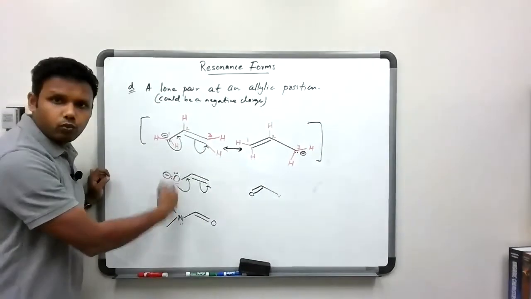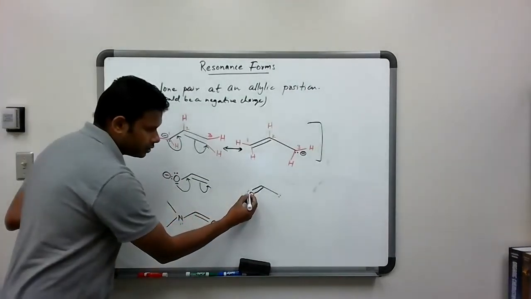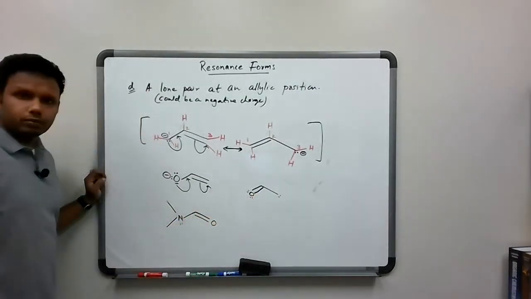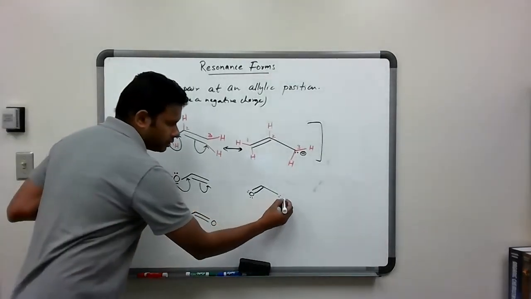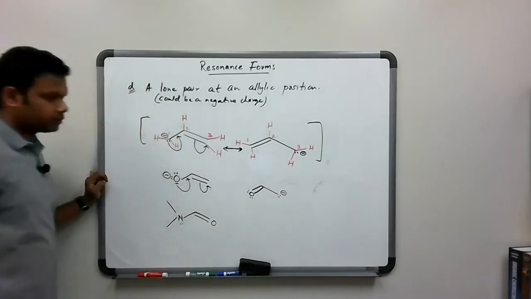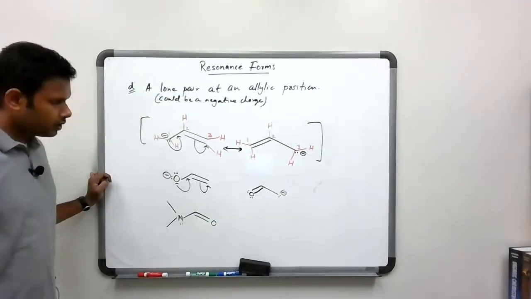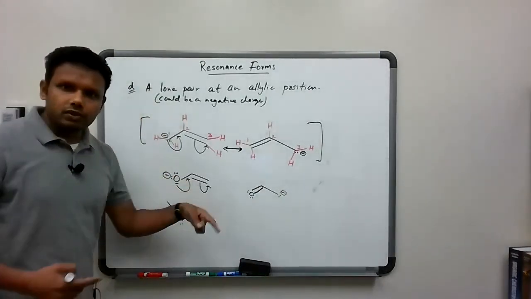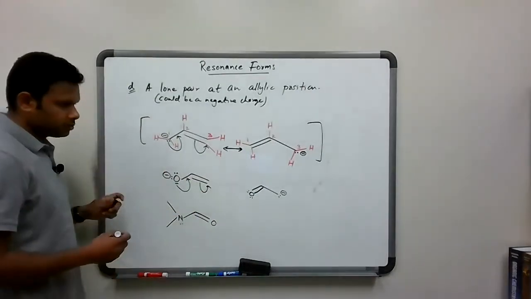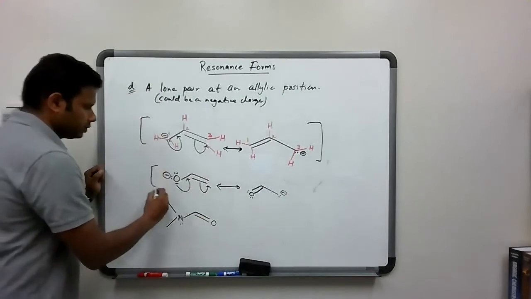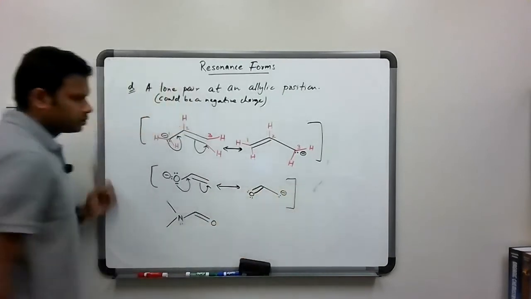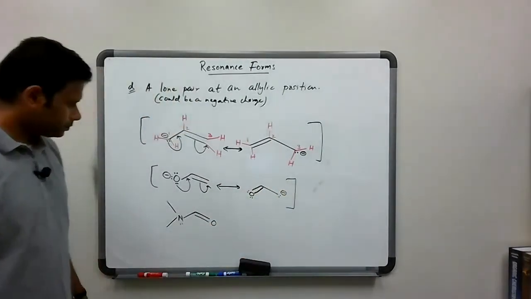Oxygen used one of its lone pairs. It should be left with 2 lone pairs. No negative charge on the oxygen, but this carbon here should now have a negative charge, okay? And again, it's all based on the octet rule and the formal charge that's been assigned, okay? So resonance forms, include them within square brackets.